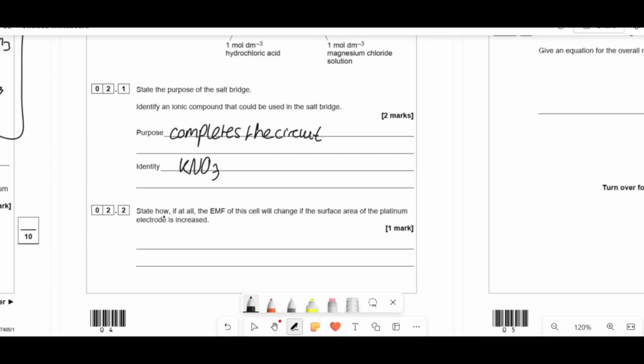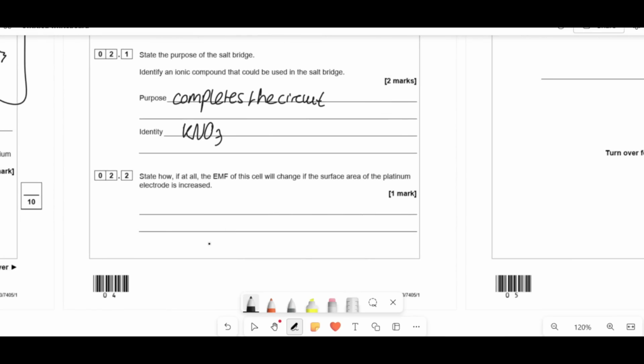Okay, so state how, if at all, the EMF of this cell will change if the surface area of the platinum electrode is increased. Now, in order to run a standard hydrogen electrode, there are a couple of rules to follow: every single solution has to have a concentration of 1 mole per decimeter cubed. You've got to have a temperature of 298 Kelvin, and the pressure must be 100 kilopascals. Any one of these getting screwed up will change the EMF of the cell, right?